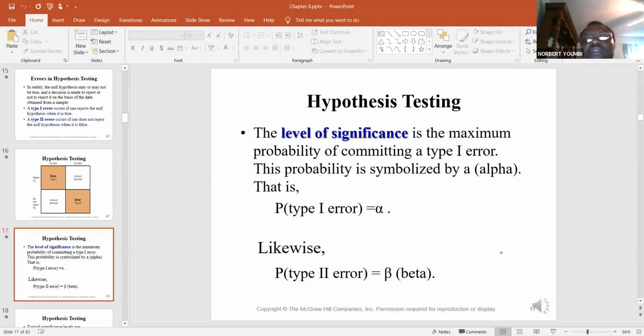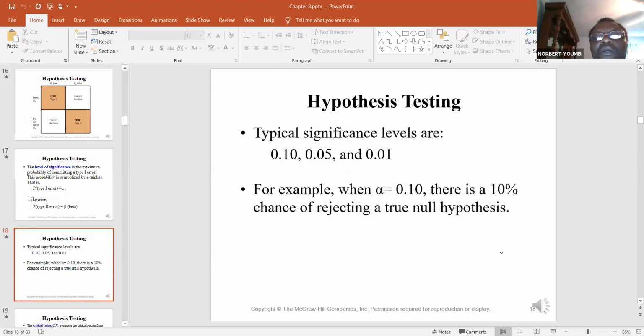The probability of committing a type 1 error is the level of significance, which we call alpha. So alpha, the level of significance, is the probability of committing a type 1 error. It is generally given at the beginning of the problem. And the probability of committing a type 2 error is beta. So generally, the level of significance is 0.1, 0.05, and 0.01. Sometimes people could use 0.02, but most of the time that is what we have.